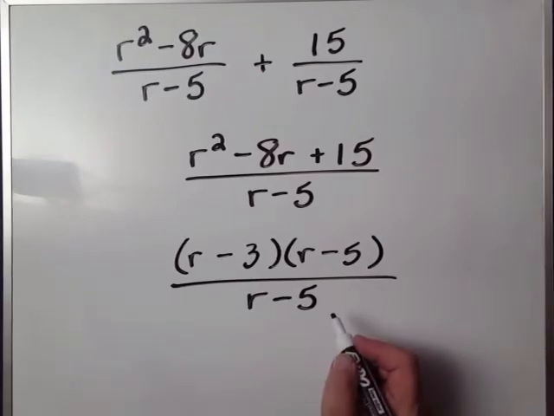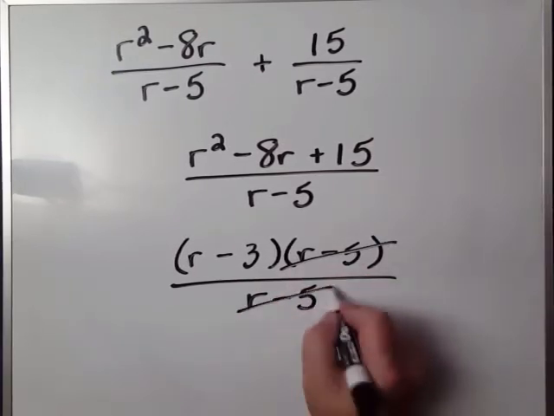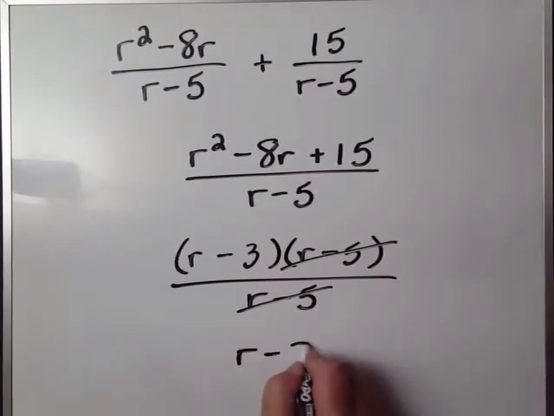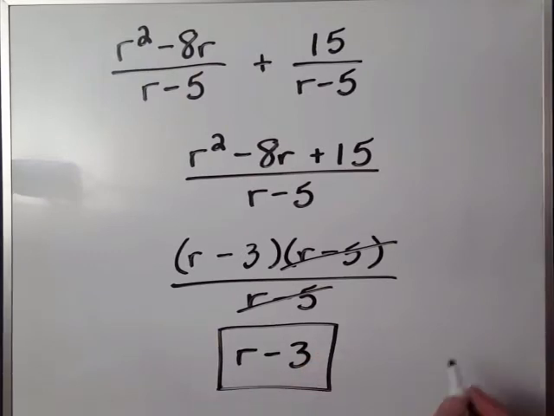It's a good thing we checked, because there is a common factor of r minus 5, top and bottom. And so, simplified, we get simply r minus 3. It would be over 1, and we don't write over 1. Number 26.